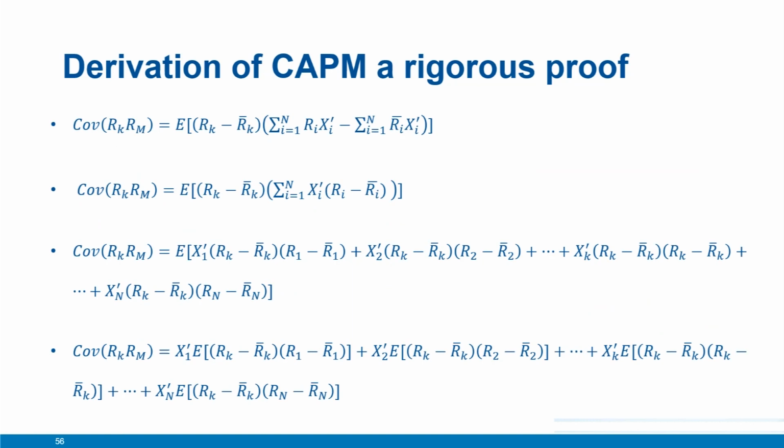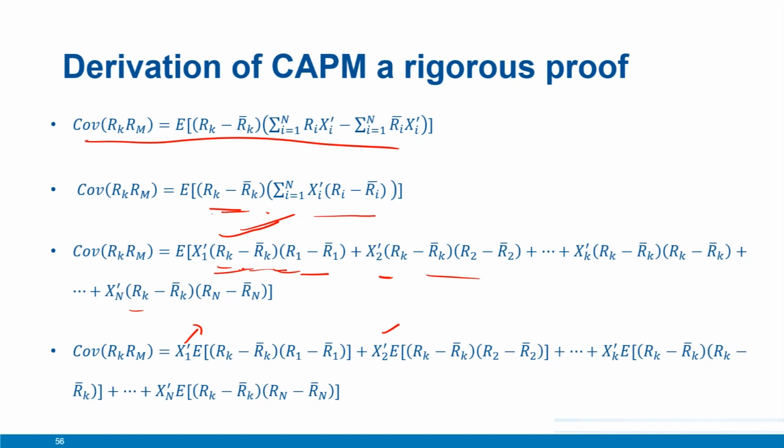So we have, again, this is our covariance expression, where we can multiply each of these values with RK minus RK bar and expand the expression. It will appear like this: x1 dash into rk minus rk bar into r1 minus r1 bar, and then x2 dash and so on, up till xn dash. We can further simplify because x1 dash is a constant term, x2 dash is constant, and so on up till xn dash, they are constant terms, so we can take them out, and inside this we only have the covariance expressions. Let's simplify further.